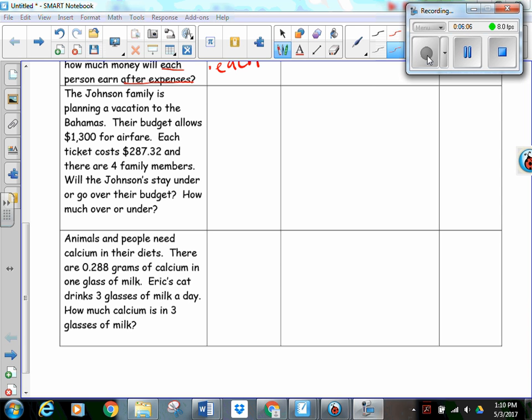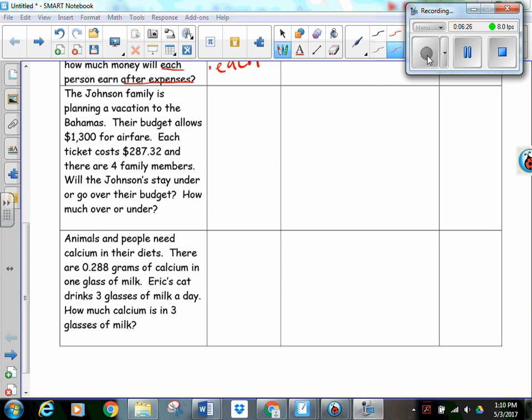For the next problem, it says the Johnson family is planning a vacation to the Bahamas. Their budget allows $1,300 for airfare. Each ticket costs $287.32, and there are 4 family members. Will the Johnsons stay under or go over their budget? How much over or under?